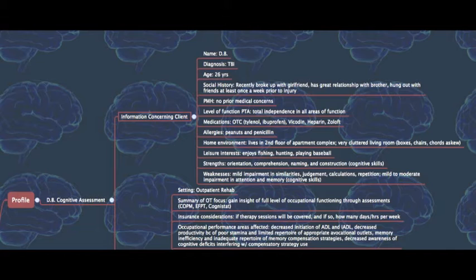DB is a 26-year-old male diagnosed with a traumatic brain injury due to a pedestrian auto accident. He was referred for outpatient rehab for occupational therapy 3 months post-TBI to assess his readiness for independent living. He has no prior medical history or concerns, and his prior level of function was totally independent, as he was a healthy community police officer at the time of his injury. According to his social history, he had a recent breakup with his girlfriend, but his great relationship with his friends and brother have helped him cope with the breakup.